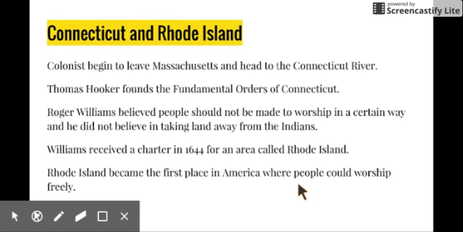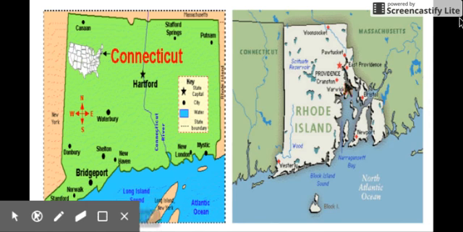Now this is Connecticut. Hartford is their capital. Remember Fundamental Orders of Connecticut and Rhode Island. This is where Mr. Williams got a charter for.